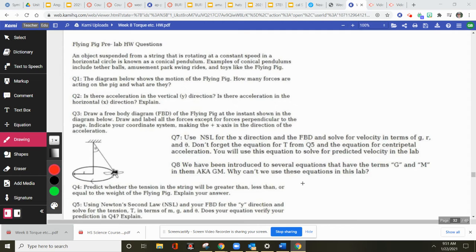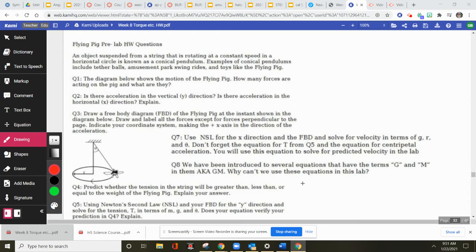How many forces are acting on the pig? So I see a force of gravity pulling the pig down. I see a string on the pig, pulling the pig up at an angle, right? A tension in the rope. So there's a tension in the rope, and there's a force of gravity. And I think that's it.